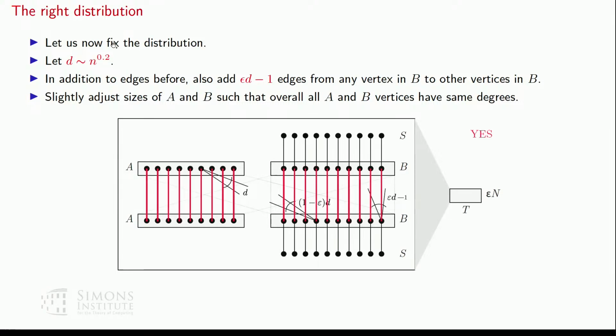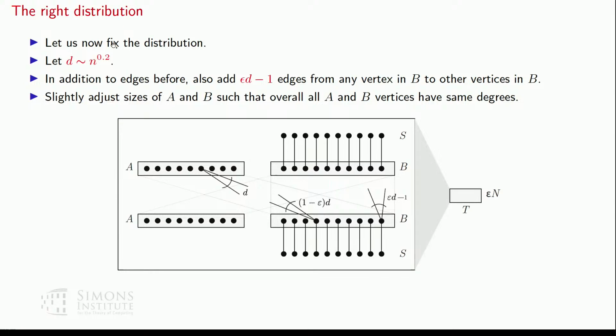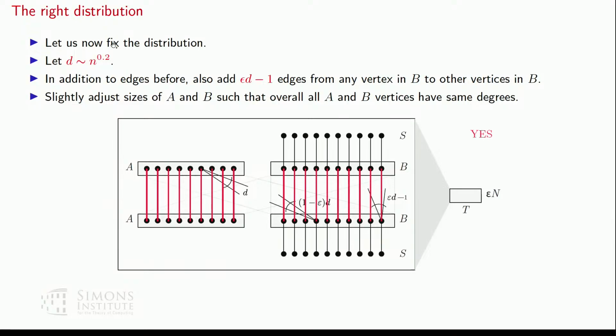And also, let me just finish the description of the distribution. In the yes case, we're going to add all edges between A, and just to fix the degree problem, I'm going to also add edges between B, one special matching. Note that all the degrees of the vertices in B and all the degrees in A are going to be D plus 1, exactly. All the vertices in A and B have exactly the same degrees, inside the core.